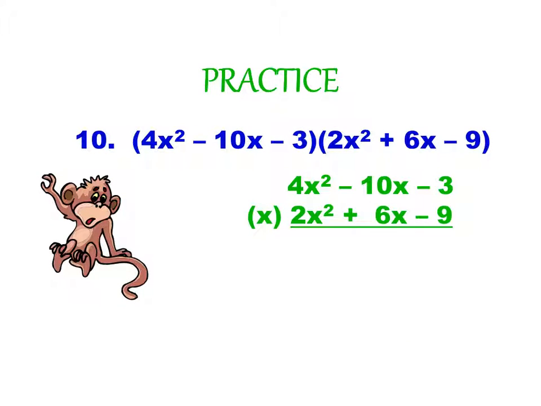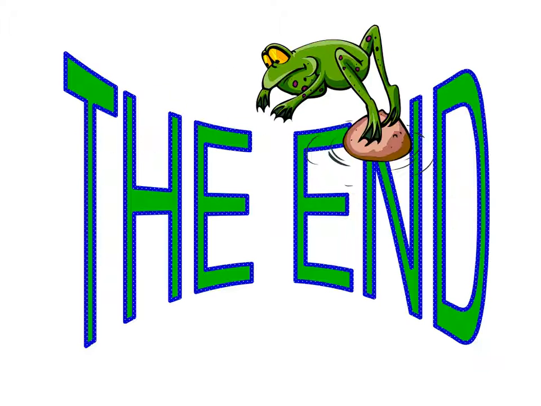Alright, here's one last one with the column method. It's a doozy. It's a trinomial times a trinomial. Why don't you solve it? See what you get. And maybe we'll just discuss this one in class. And that's it.